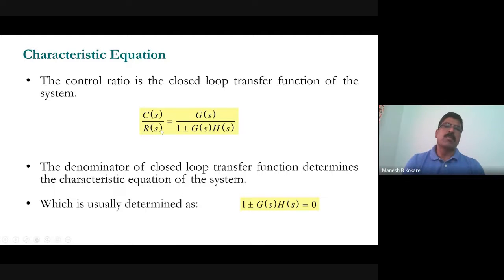And the denominator in the transfer function of this closed loop system is nothing but the characteristic equation. So the denominator of a closed loop transfer function determines the characteristic equation of the system. If you equate that equal to 0, then we can find the roots, and from those roots we can tell whether the system is stable or unstable. So the denominator of the closed loop transfer function is called the characteristic equation, right?